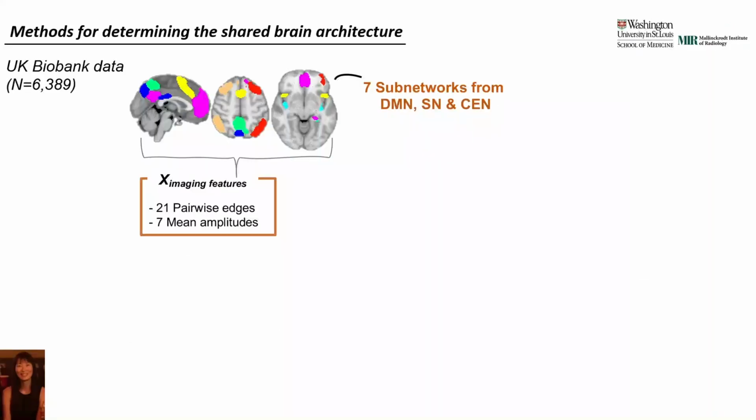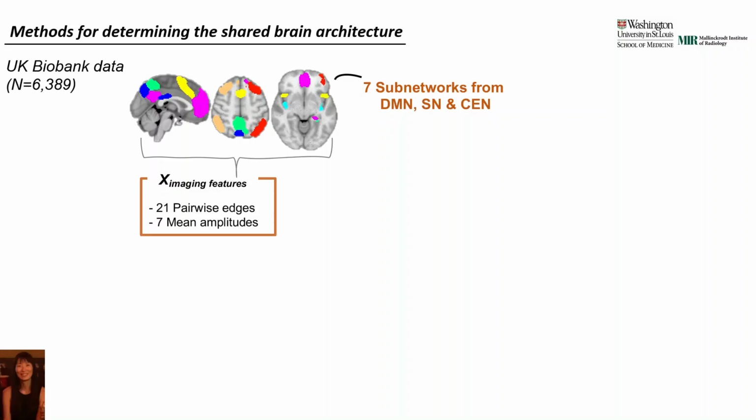And so in terms of describing the methods on the imaging side and looking at the shared brain architecture, we used data from the UK Biobank, about 6,000 subjects who had data on all of the different measures that we're using. We wanted to focus on some of the higher order cognitive networks. So we're using resting state data from 7 subnetworks defined using independent components analysis that together comprise the default mode network, the salience network, and the central executive network.